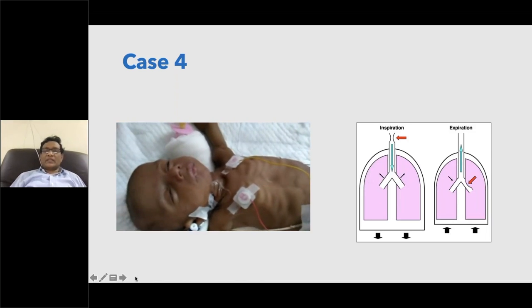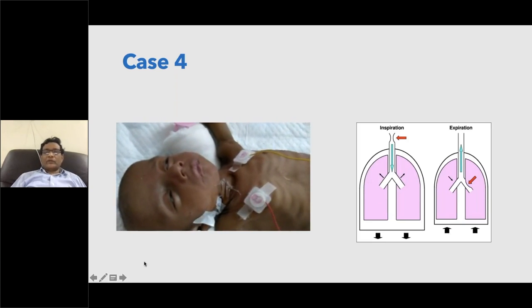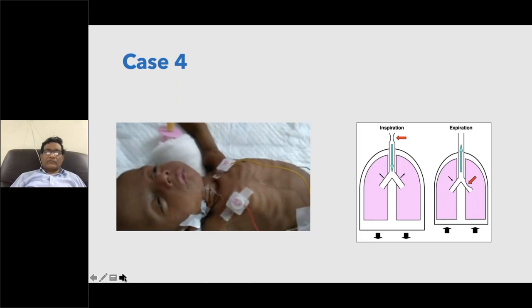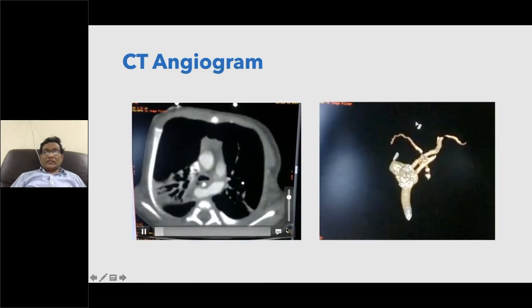Baby went to some center, then they said baby is not well, antibiotics were given, and then referred to one of our centers. Then we found upper airway obstruction. Then baby needed ventilation. Then you can see here.